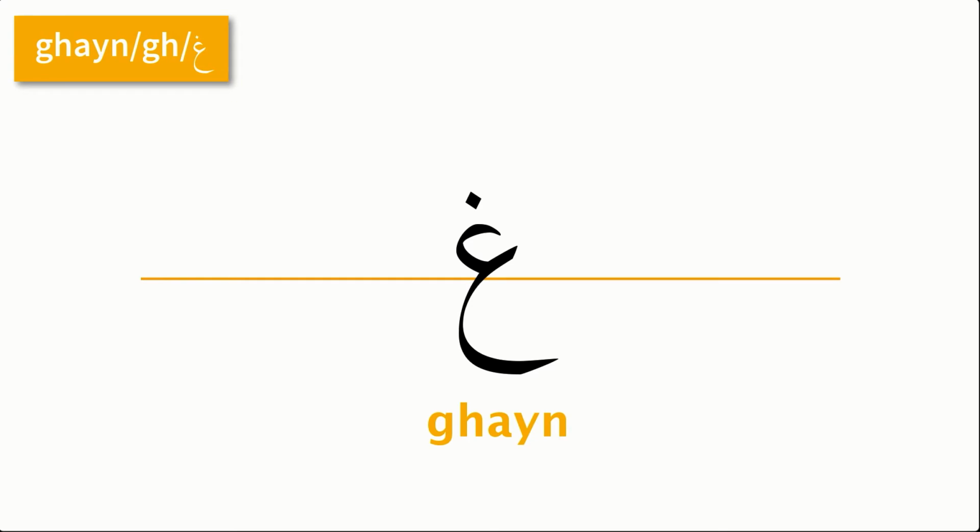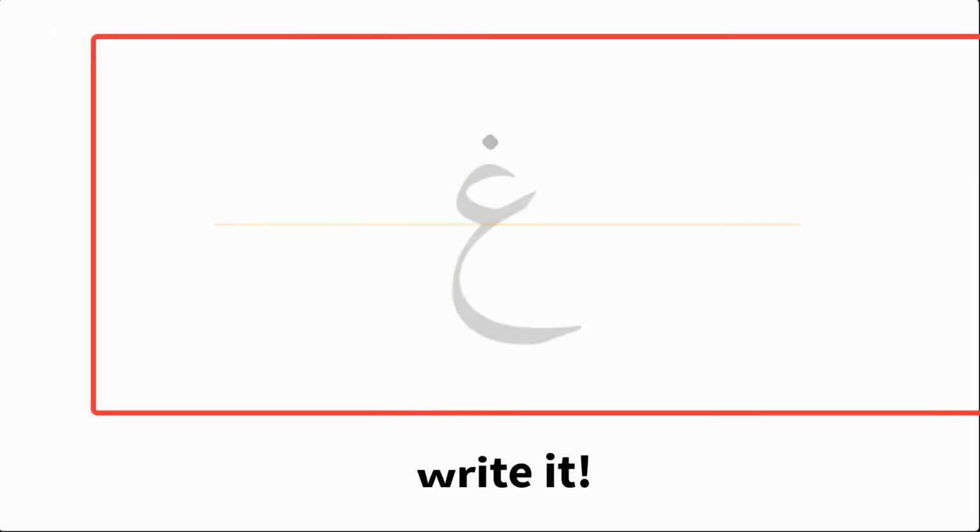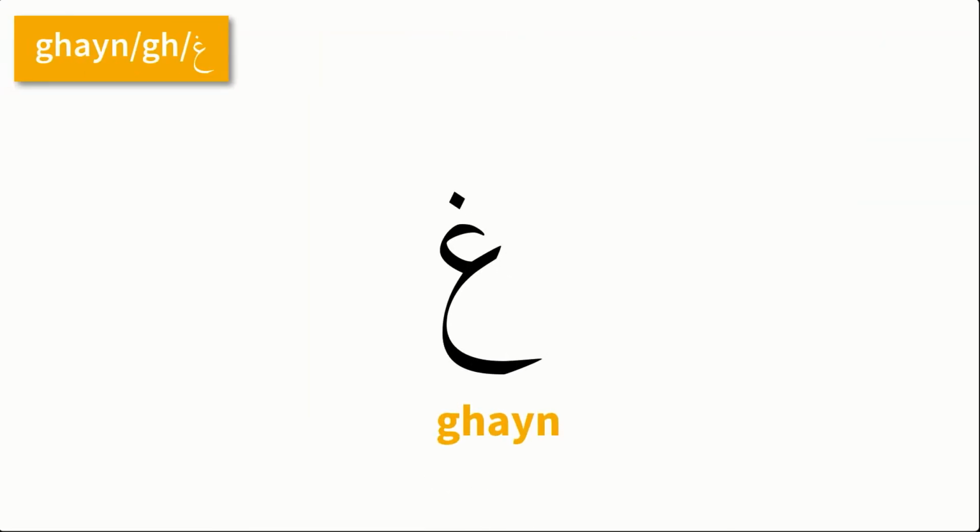The final letter that we have in this group is called Ghain. The Ghain looks exactly the same as the letter Ain, except that it has a dot that sits above it.